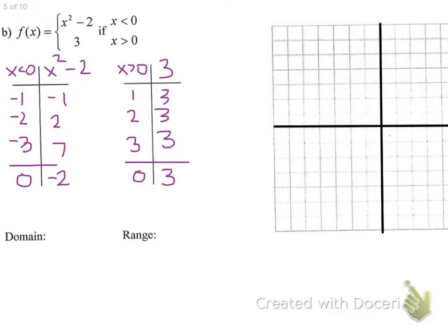So let's do the left table first. So 0, negative 2 is my open dot. Then I have a negative 1, negative 1. I have a negative 2, 2. And I have a negative 3, 7. And this one's going to grow to the left. So notice it's half of a parabola. You should have known that based on the fact that it is squared.